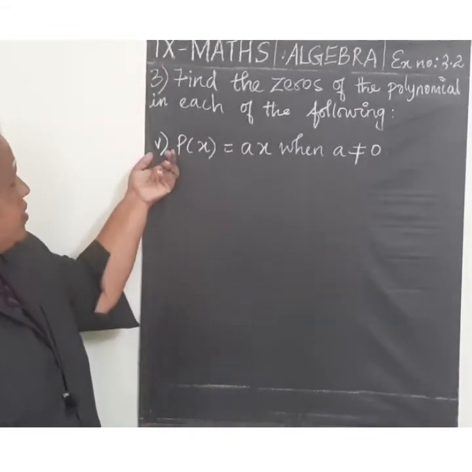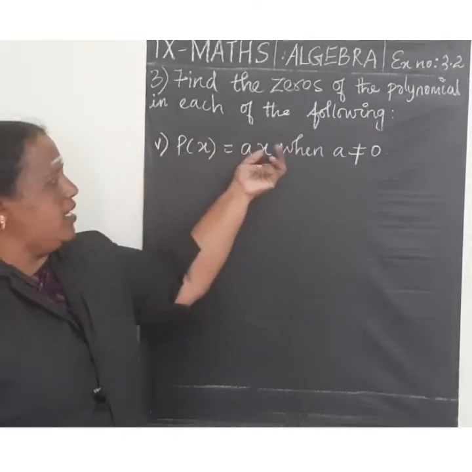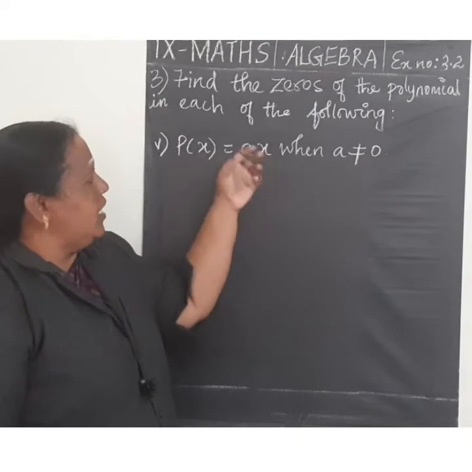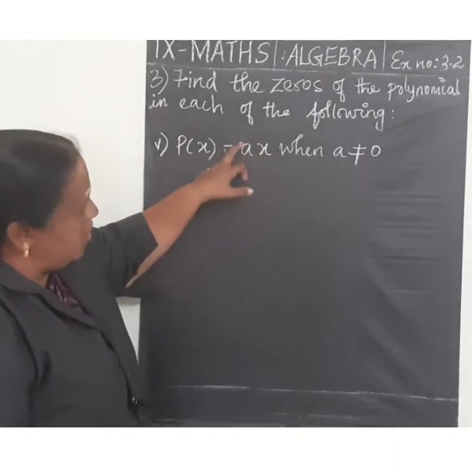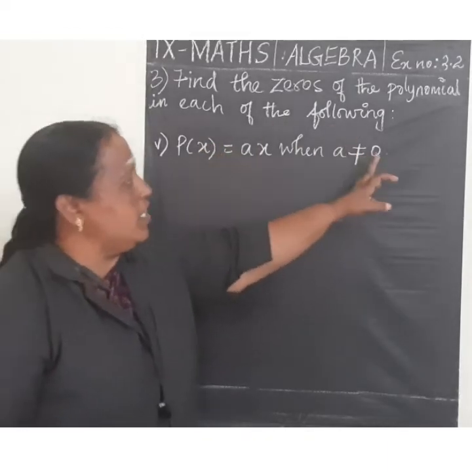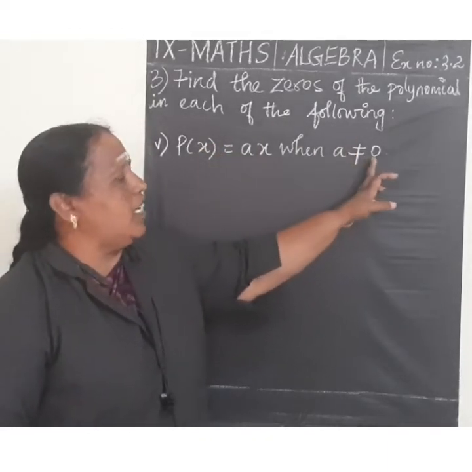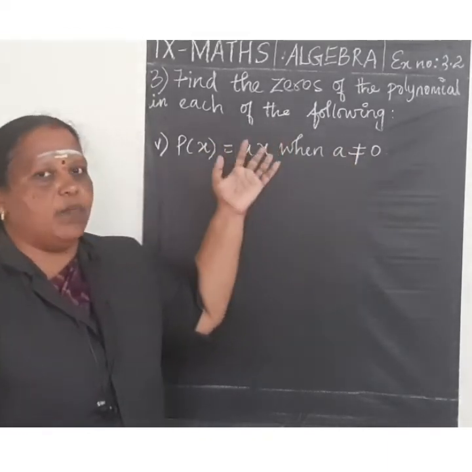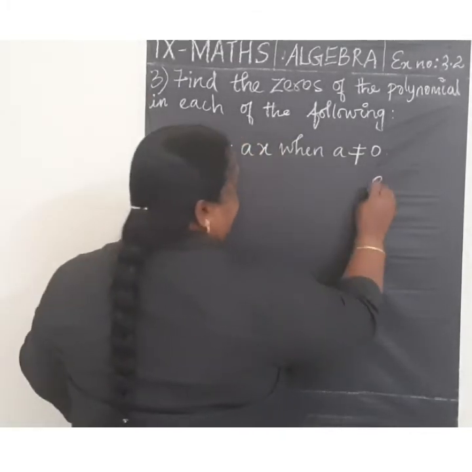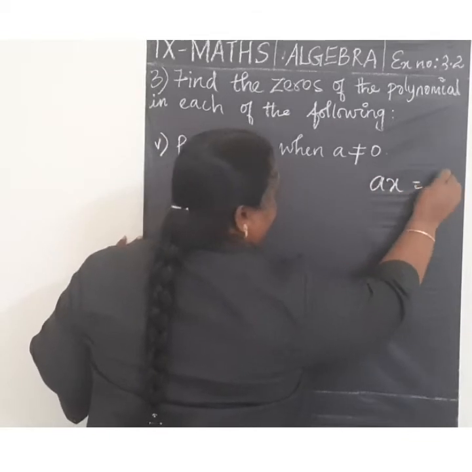Next, fifth subdivision, P of x is equal to ax, where a is not equal to 0. Here they have given ax. Ax means this a is the constant term. So we can take any value except 0. That is why they have given a is not equal to 0. So we can take the numbers from 1 to any number. So ax first. Ax is equal to 0.